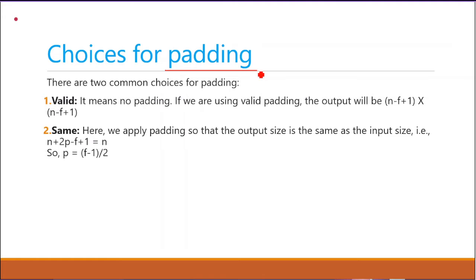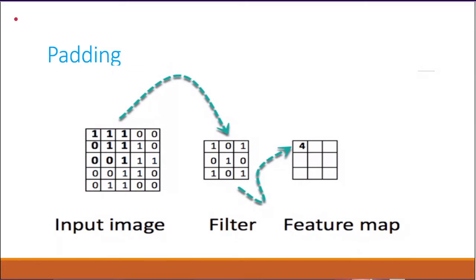In padding, we generally have two kinds of process: valid and same. If you didn't add any padding, because initially convolution is being applied, that is valid padding, and the equation is carried over. Valid means we are not applying padding in the process. That means the input image is directly given to the convolution. Only in the next step is zero padding added. The equation becomes: the output size is n plus 2p minus f plus 1. So this is how the padding process happens.